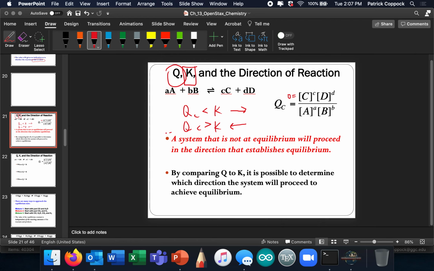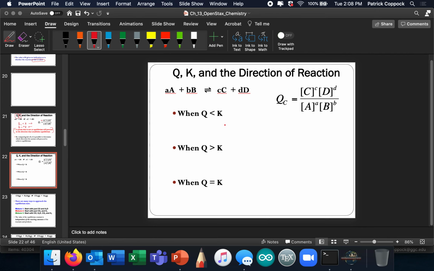All right, so we're going to tease this out just a little bit more. A system that's not at equilibrium will proceed in the direction that establishes equilibrium, of course, because we're always driving toward equilibrium. So by comparing Q and K, it is possible to determine which direction the system is going to go. When Q is less than K, that means this appears too small. When this quotient is small, that means the numerator is too small, and so therefore, we're going to need more reactants. The reaction is going to go in that direction, right?